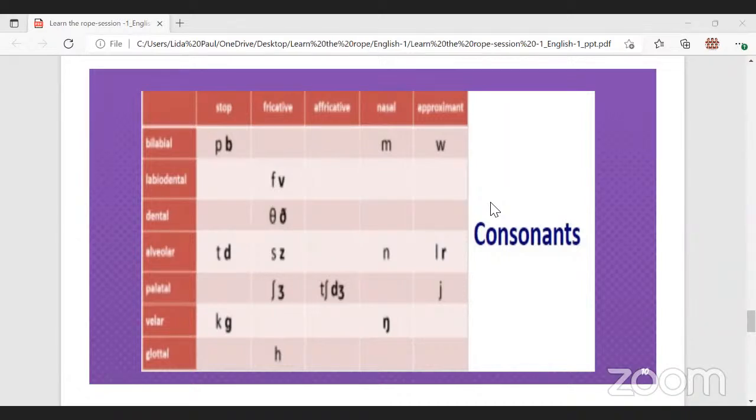Alveolar is, see, that the hard part right behind your teeth, right, is the alveolar ridge. When the tongue touches that part, you have the alveolar sounds. So that is different from retroflex. Retroflex, the tongue curls and touches the roof of the mouth. That's how it is different.